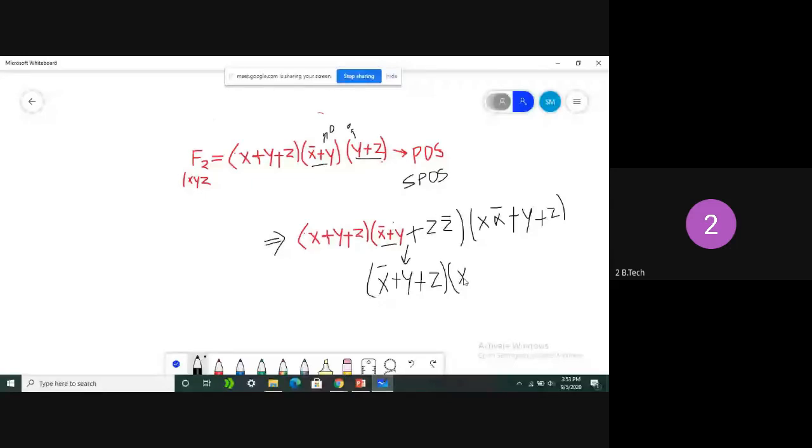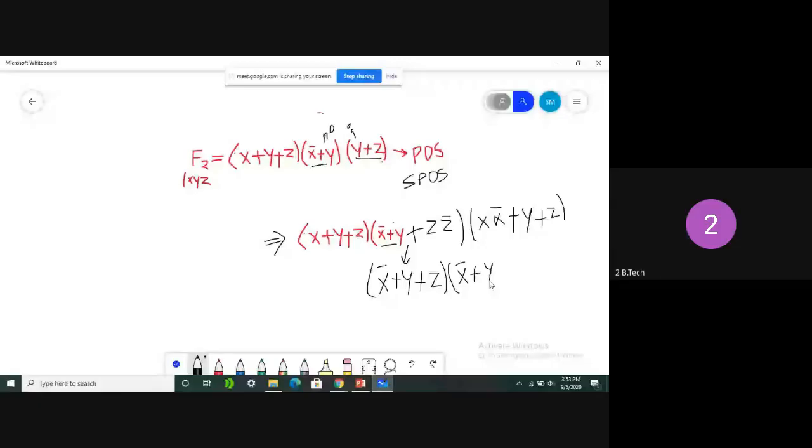So X bar Y is there plus Z bar. These two product terms and the single product are both the same. Clear, all of you? This one and this one are both the same. So for the third term also, in the same manner we can write. So we can place here the first term also. Clear, all of you? Yes, sir.